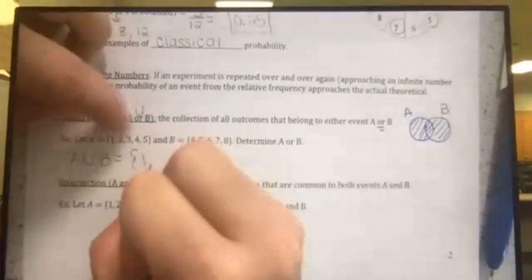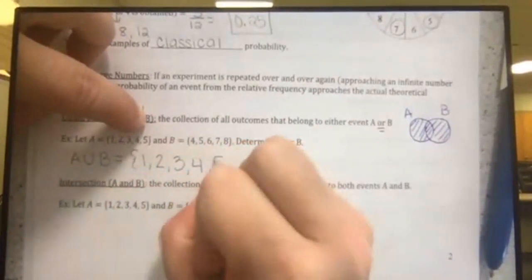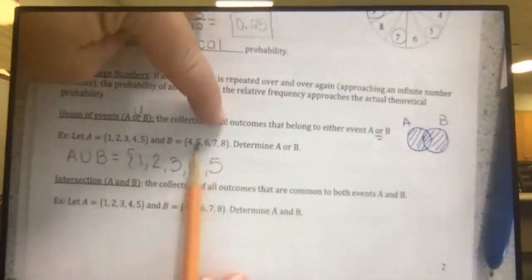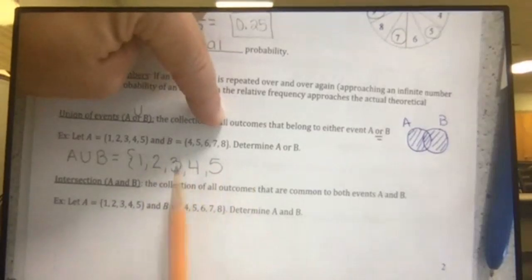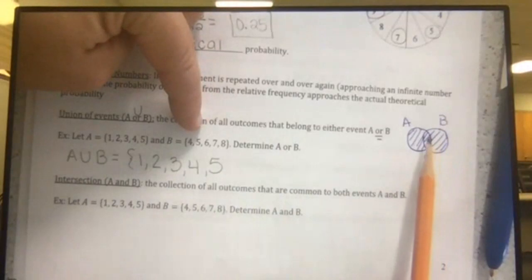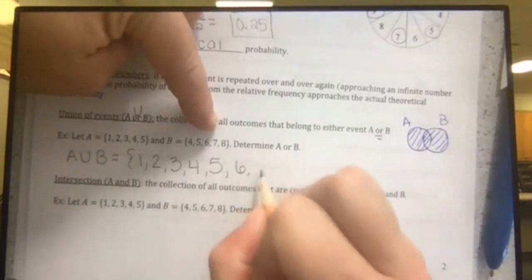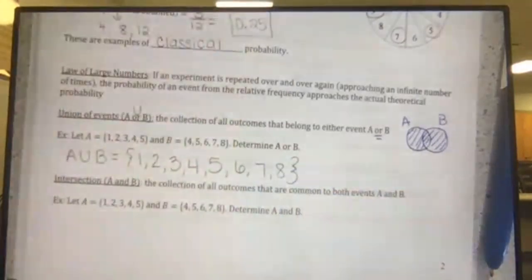So 1 is an option, 2 is an option, 3 is an option, 4, 5, because those are all in A, or it could be in B. So 4, I already have 4, so I don't need to write it again. It's already understood that these are all my different options. 4 is already there. Just like a Venn diagram, I wouldn't write it twice. It would be in this middle part because 4 is in both of them, so I don't need to write it twice. Same thing for 5, but 6 is an option, 7, and 8. So basically, we're going to put them all together, but don't write the duplicates.